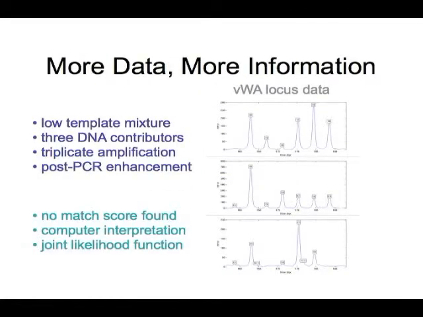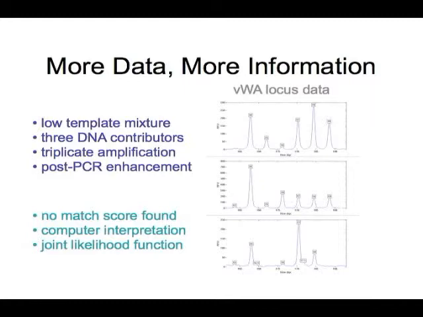So I want to move to another case and start illustrating how in science we tame uncertainty by using more data. This is a case where there was low template, very low template DNA mixture. There were believed to be 3 DNA contributors. The amplifications were done in triplicate, and then a post-PCR enhancement was done. So those peaks that you're seeing with peak heights of 100 or 200 are really 10 times higher than what you might have seen on the original electropherograms. Human review found no match statistic, which is why computer interpretation was requested of the evidence.